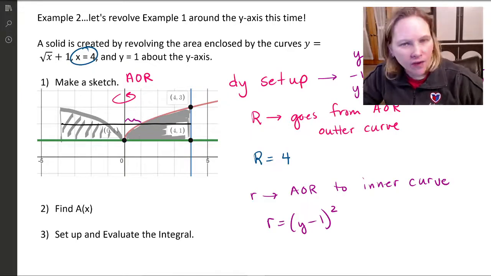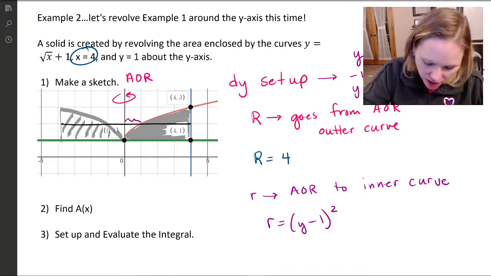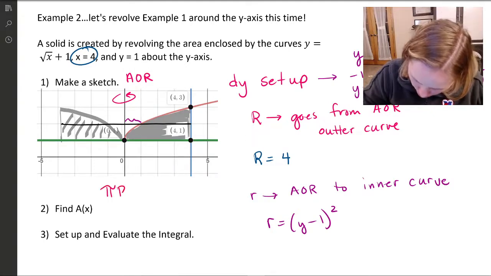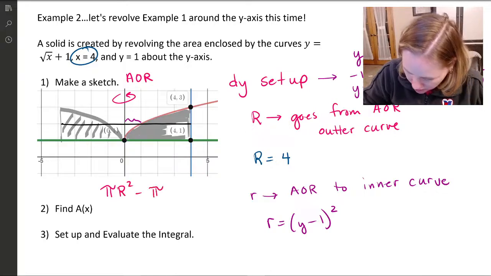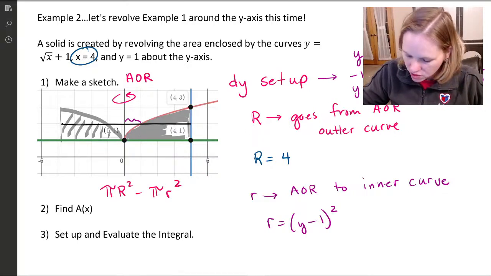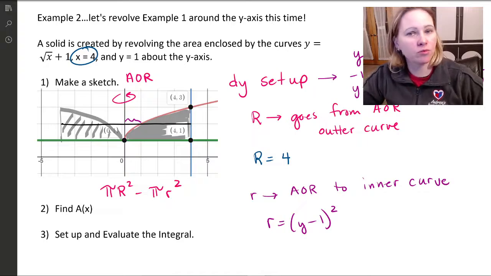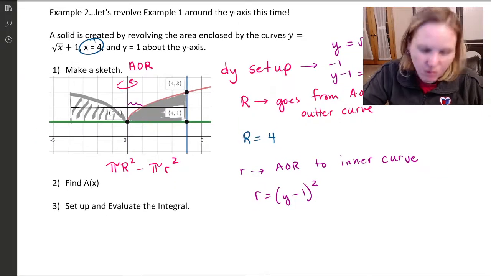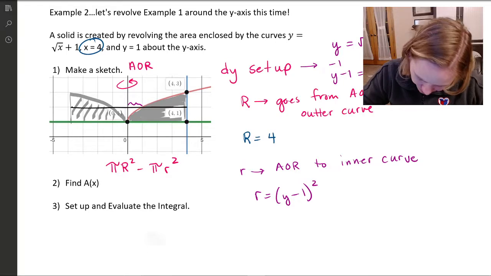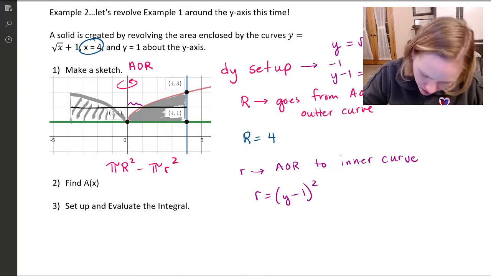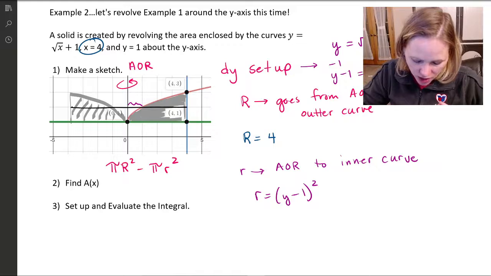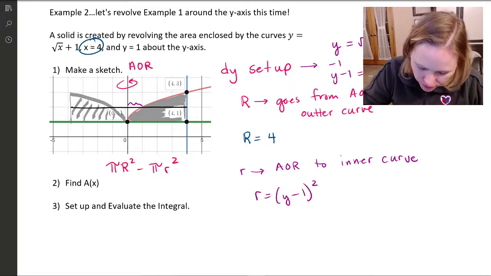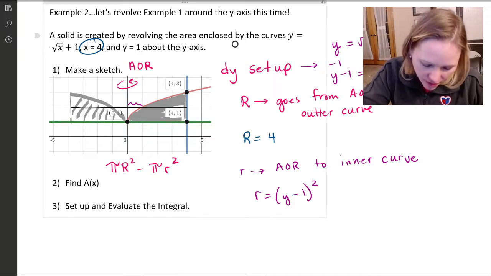So my A of x equation that I always need to find is going to be pi big R squared minus pi little r squared. So I'm going to take big R and little r and put it into my integral, and we're going to evaluate. Generally, we're always going to use our calculator for these. The other thing we need to consider is we are now also integrating with respect to y. So we need to integrate using y values.